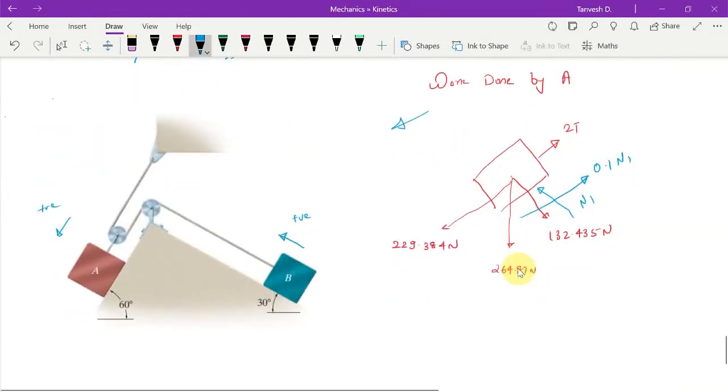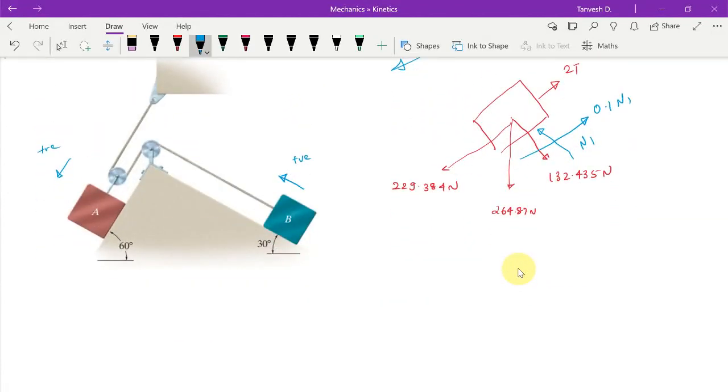So we can calculate from this. N1 we can calculate first. Summation Fy equals 0. This will give me N1 equal to 132.435 newtons, and therefore F mu, that is the frictional force, is 0.1 times this, which is 13.2435 newtons. Okay, this is done.